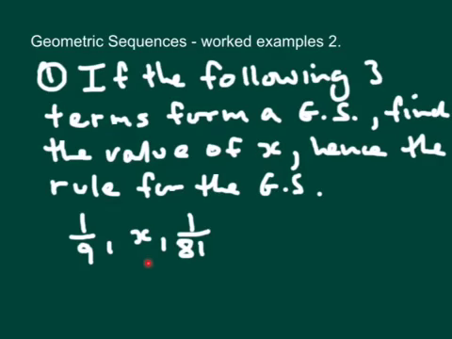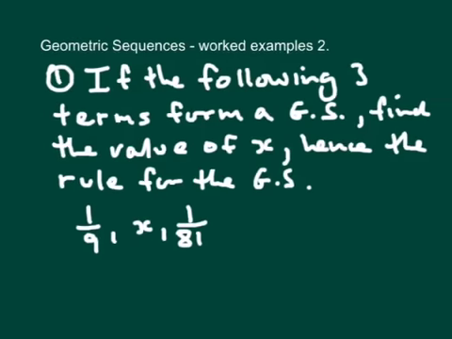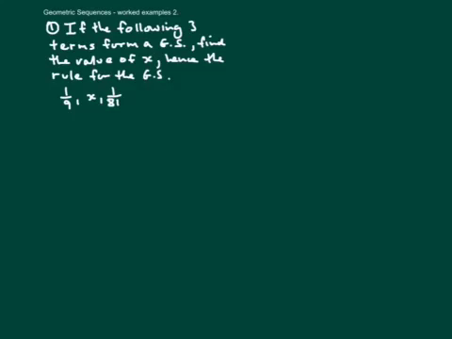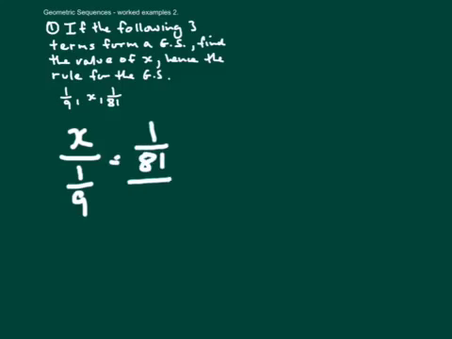1/9, the next term is x, and the third term is 1 over 81. Okay, let's have a go at this. So the thing about geometric sequences is that they have a common ratio, and what that means is that the second term divided by the first term must equal the third term divided by the second term. Okay, and that's the fact about geometric sequences we're going to make use of here. So let's just write that down. That the second term divided by the first term must equal the third term divided by the second term.